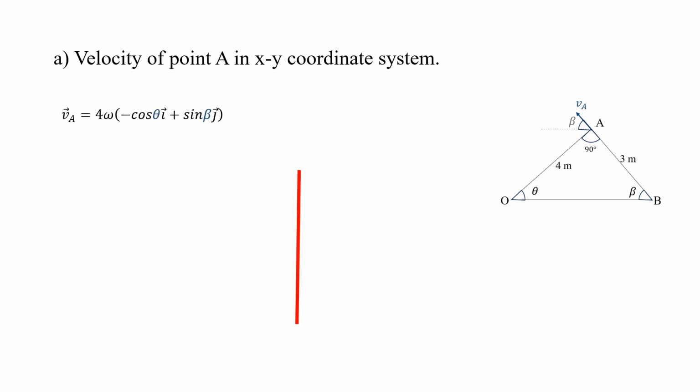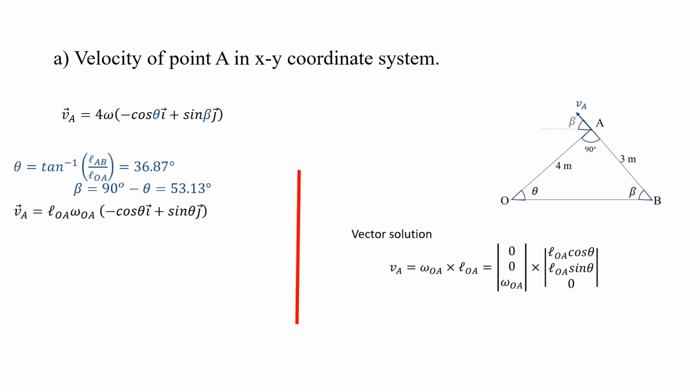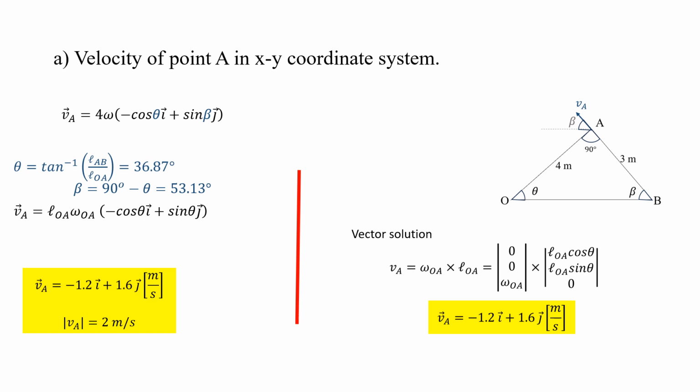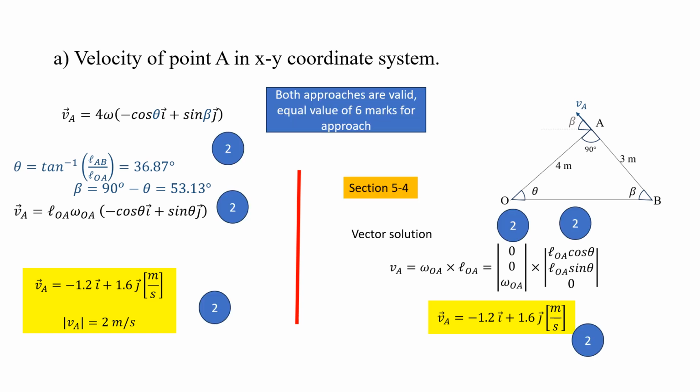So velocity of point A, you can sort of do graphically here. You put down velocity of A equals 4 omega minus cos theta, sine beta j. Put in theta, calculate all the terms. Beta equals 90 minus theta. But really, I don't know why you would. I would do it with the vector solution, which is shown at the right. Same thing. All the terms are there. You just look at the geometry. You get the same result: minus 1.2i plus 1.6j meters per second. And the magnitude of that velocity at that point is 2 meters per second. So both approaches are valid. I think the more straightforward, least complex geometrically is the one on the right.